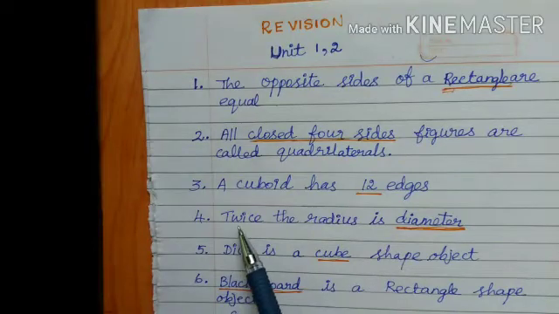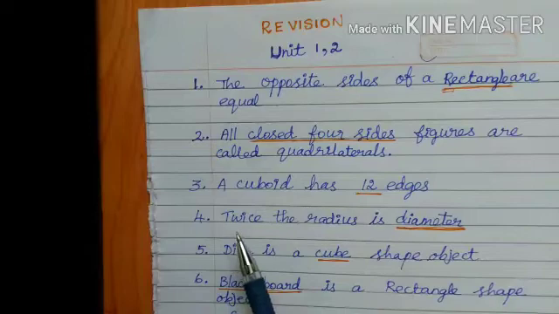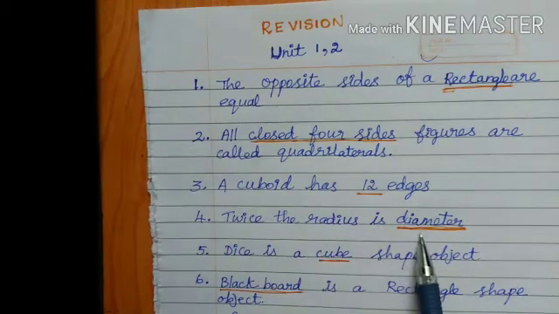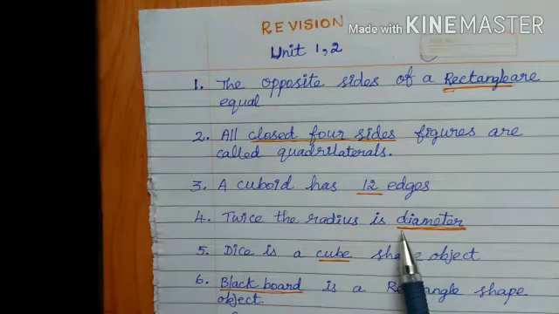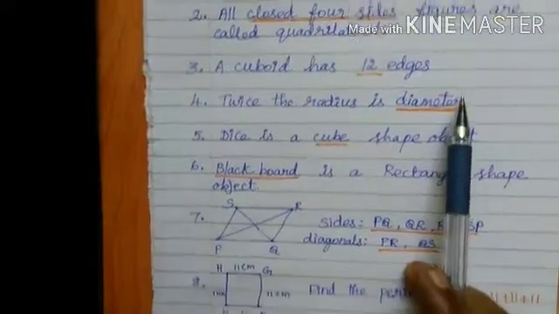Then you studied how to draw a circle using a compass, scale and pencil. That one you get for radius. If you know the radius, then it is easy to draw the circle. Here is the question. Twice the radius is called diameter. D-I-A-M-E-T-E-R, diameter. Then next one, fifth question.